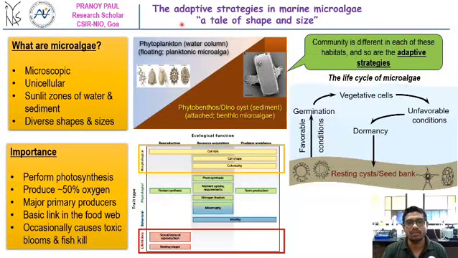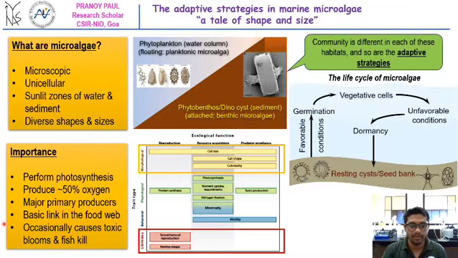I'll be talking about the adaptive strategies in marine microalgae, a tale of shape and size. So what are microalgae? They are microscopic unicellular organisms. They are found in the sunlit zone of the water column and sediment as well, and they come in various shapes and sizes. They are important because they perform photosynthesis and produce 50% of the oxygen that we breathe.